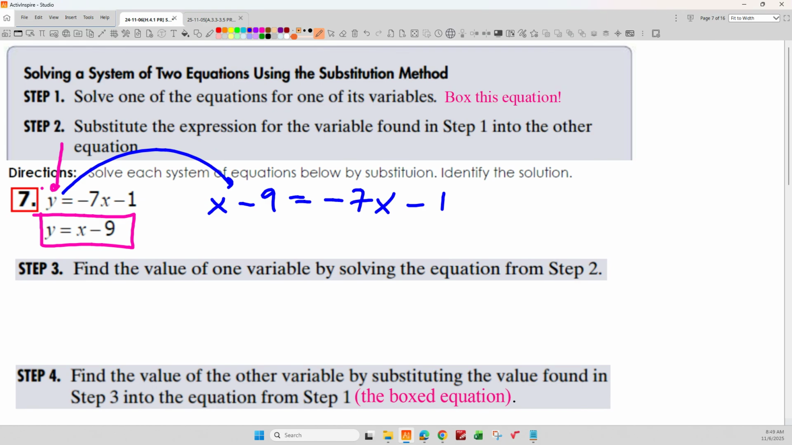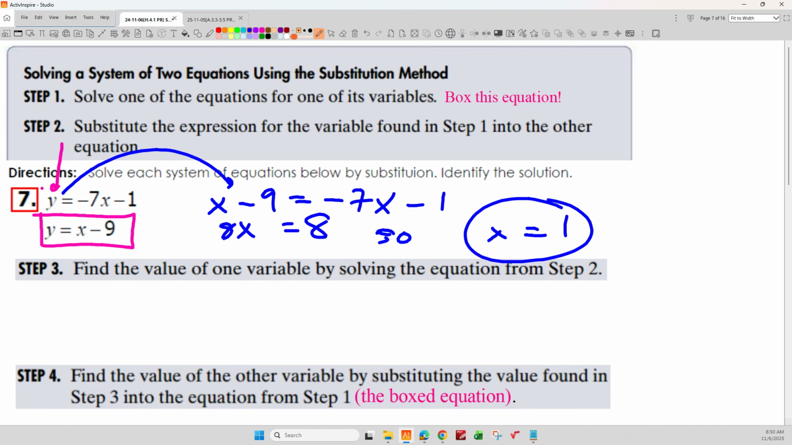What am I going to do here real quick? Push the x's where? To the left. So if I add 7x, I'm going to get 8x. Push the numbers to the right. Good. And we're going to get 8. So what's my value of x? Good. So x equals 1. So we're halfway there, right? We're actually probably more than halfway there. We know the value of x.